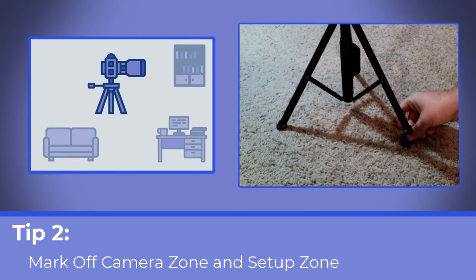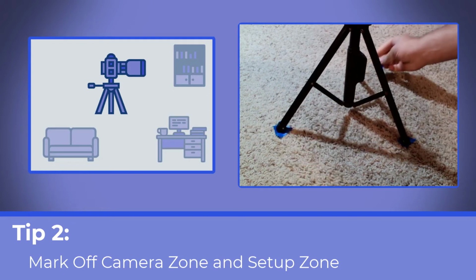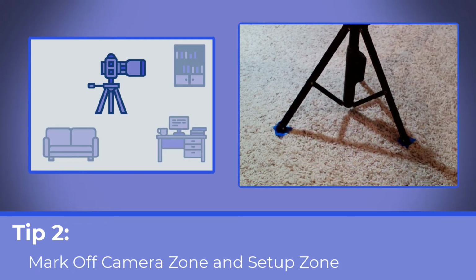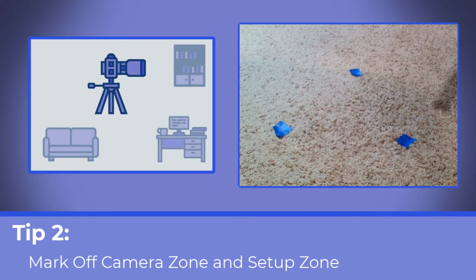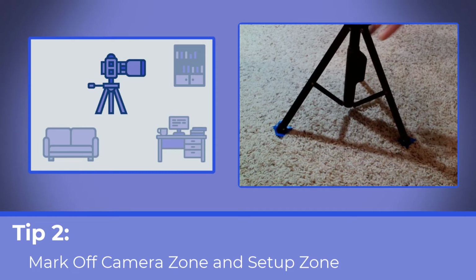This is as easy as just putting a little square of painter's tape on the floor where the legs of your tripod go. What it allows you to do is set up the camera on the exact same spot in case you need to shoot another video in the future and you want it to be in the same area. You don't have to take the extra time to realign everything.